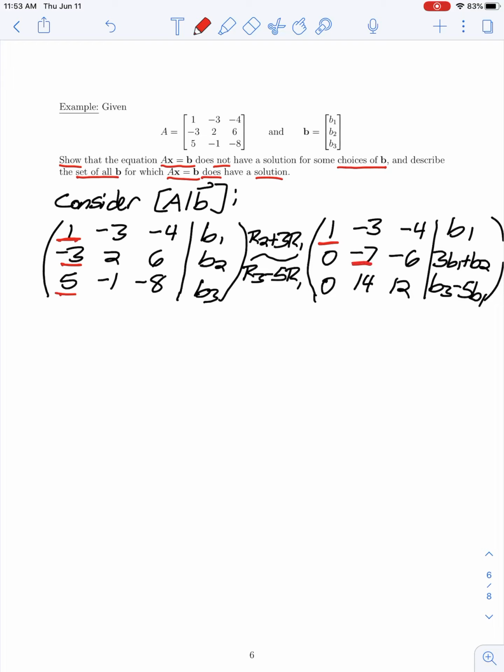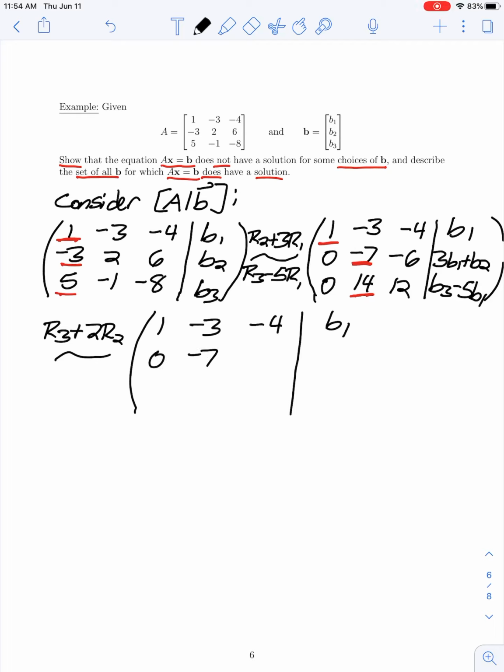When I move to the lead entry in my second row, I've got a -7, and I see that I could kill off the entry of 14 that appears below that pretty easily by using the -7 in that pivot position. So I could do that by taking my third row and adding to it twice the second row. So my first row remains 1, -3, -4, B1. My second row I'm going to leave as 0, -7, -6, 3B1 plus B2.